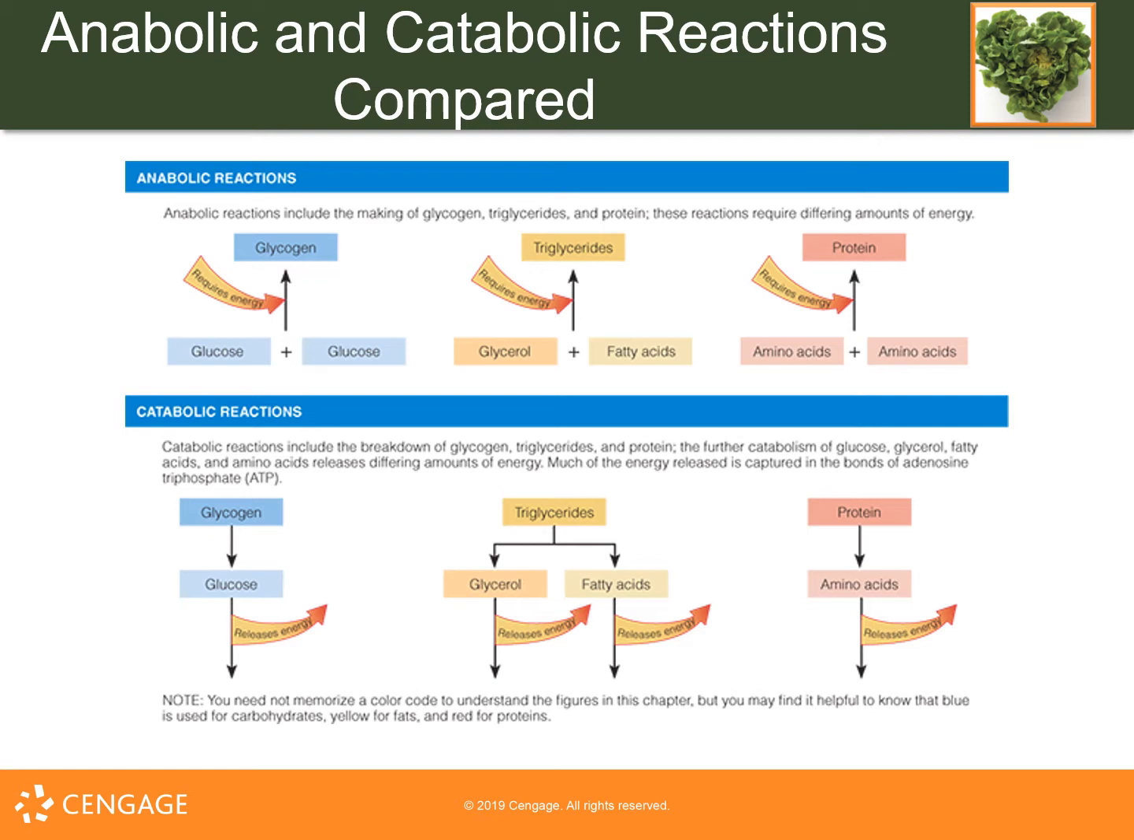Catabolic reactions release energy as they break down large molecules into smaller ones. Examples are on the bottom half of the slide. So you see the opposite occurring. You start with glycogen, and it breaks down to glucose, and that breakdown releases energy. Additionally, you can see that with triglycerides, which get broken down into glycerol and fatty acids, and protein getting broken down into amino acids.